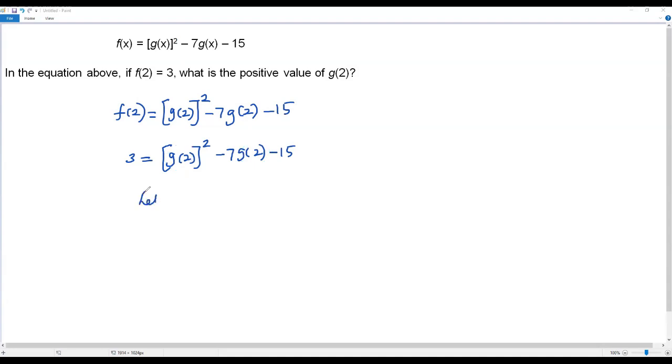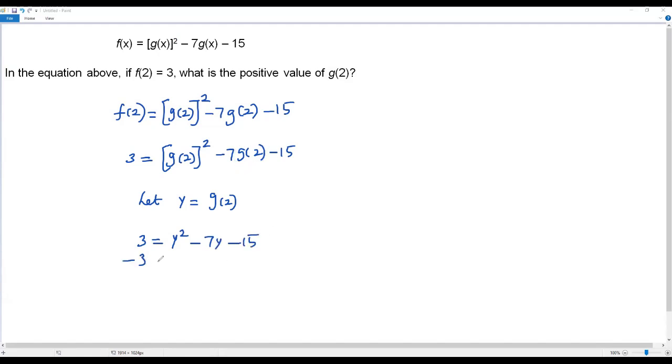So that is, let y equal g of 2. So now wherever I find g of 2, it can be replaced by y. Then this equation becomes 3 equals y square, because I plug in y for this g of 2. Since we have g of 2 the whole square, it becomes y square, negative 7 times, and for this g of 2 also we can plug in y. Then we get negative 7y, negative 15.